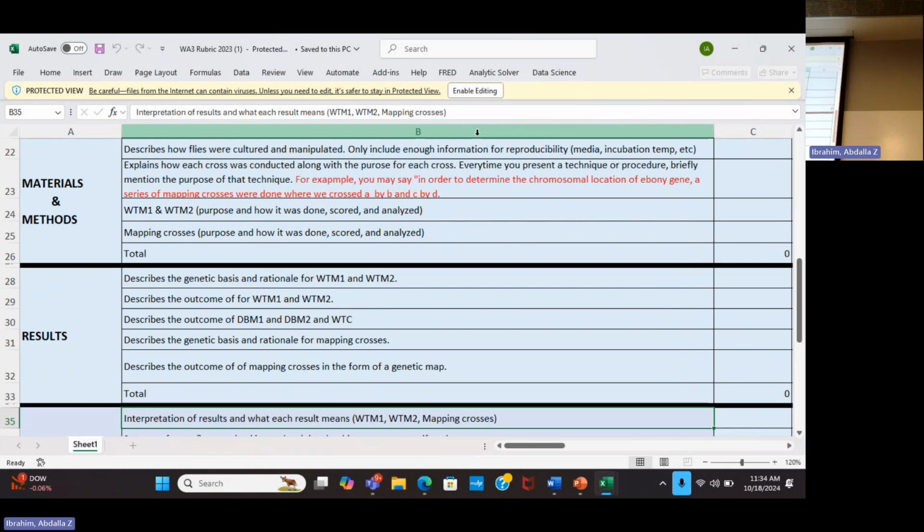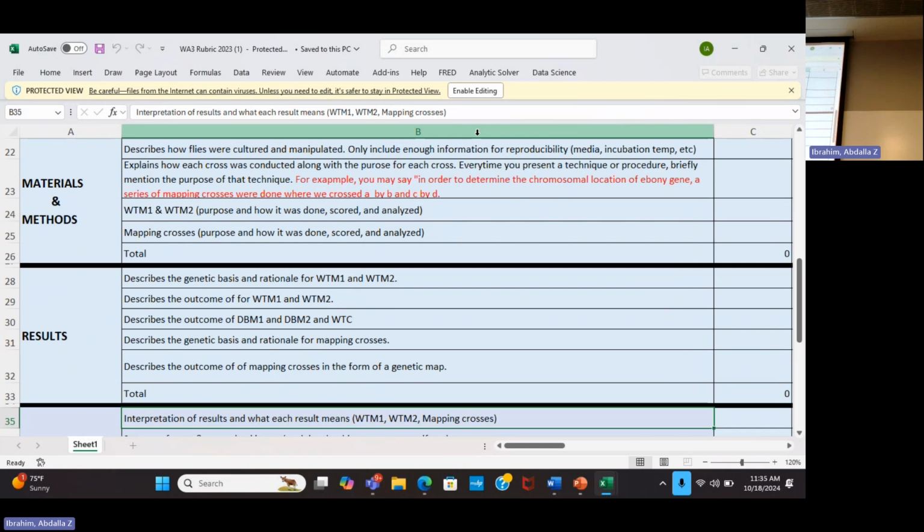So in the results section, we talk about the results, right? You show the results for WTM1, WTM2, and the genetic basis and rationale for this. The way I would explain this, since I've already talked about what type of process we have done, we would start here again by reminding the reader of the objective of what we were trying to do. But I would briefly touch on the objectives.